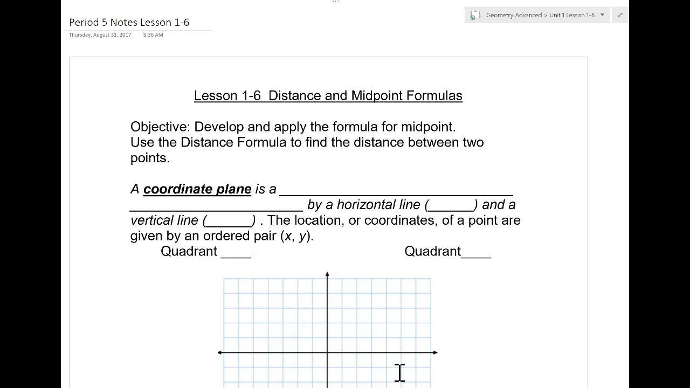Now, today what we're going to do is apply the distance and midpoint formula. Why are we applying those? Because they deal with line segments. Haven't we been learning with line segments? So make sure that you know those.